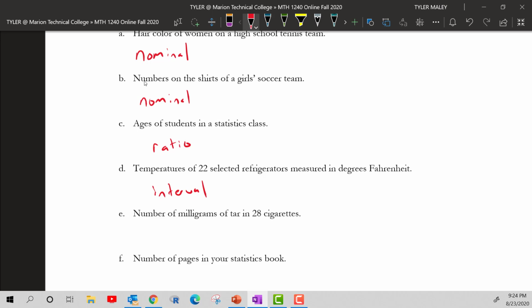Part E, the number of milligrams of tar in 28 cigarettes. Right? That is a quantitative variable. And there is a natural zero, and ratios are meaningful. So that would be a ratio.